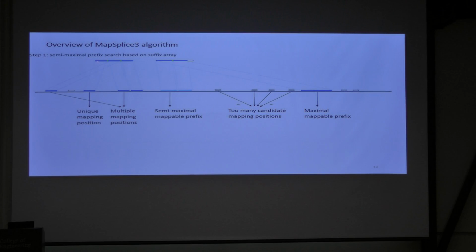Some of the segments, like the first one, only have one mapping position, and some segments have multiple mapping positions. And some short segments, like this one, will have many candidate mapping positions. In this step, we will reject the mapping positions for this short segment, because we do not want to sacrifice a lot of speed in terms of the mapping performance. But I will introduce some strategies we developed to resolve this short segment mapping.